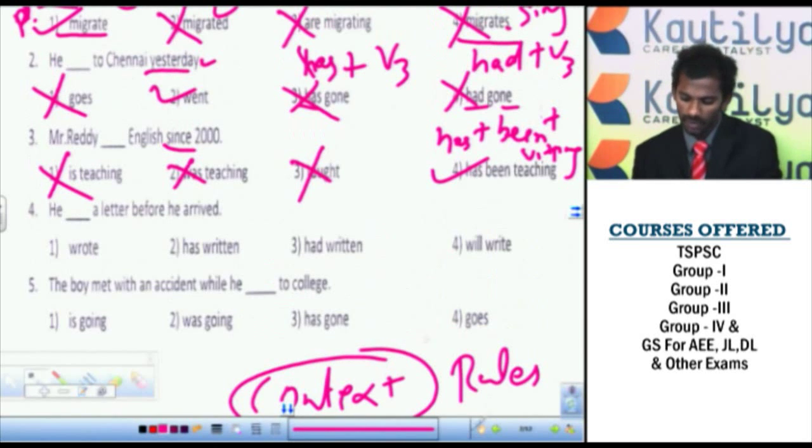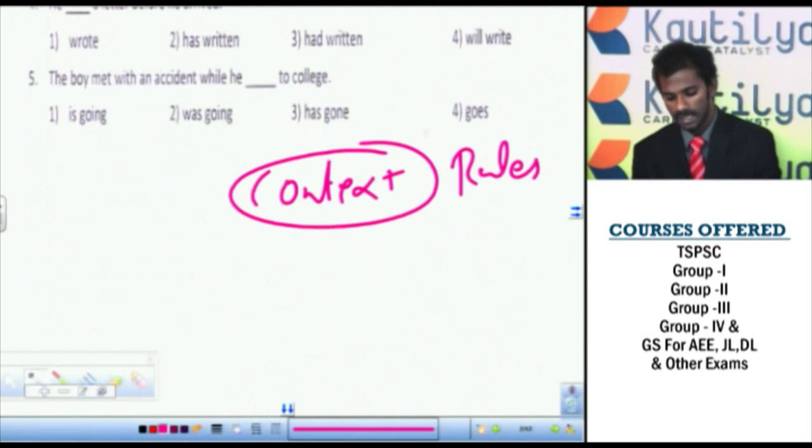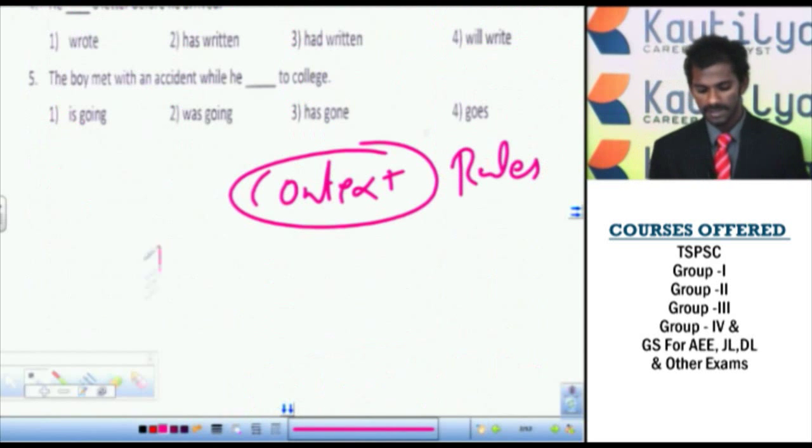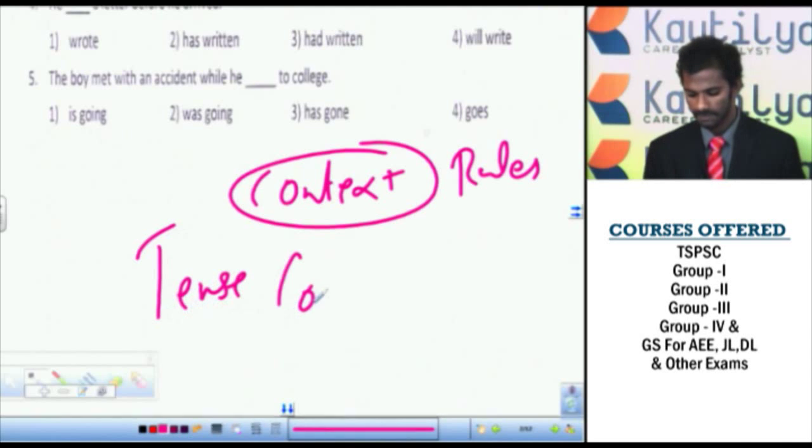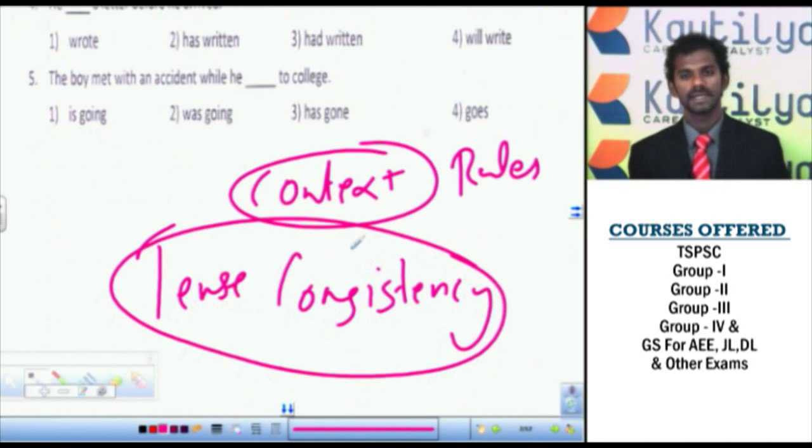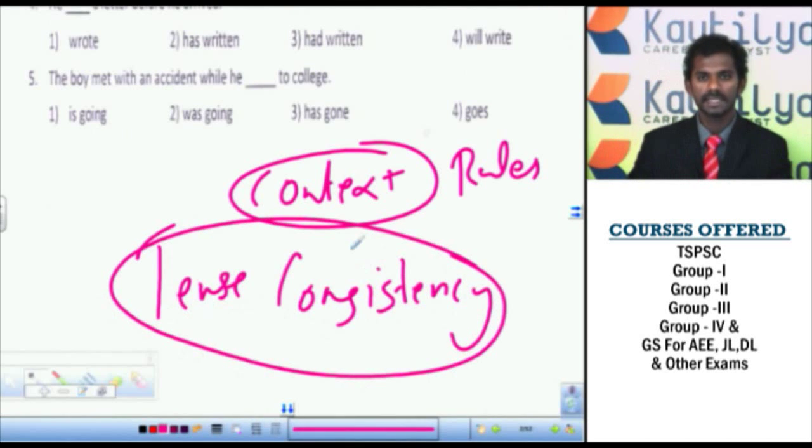Now, when you look for an error based on tenses, the main thing to look for is tense consistency. Tense consistency means if a sentence starts in the past tense, till the end it must be in the past tense. Similarly, if a sentence begins in the present tense, it must stay in the present tense. If a sentence begins in the future tense, it must stay in the future tense. The author cannot jump from one tense to the other in the same sentence. The author has to maintain tense consistency in a sentence.